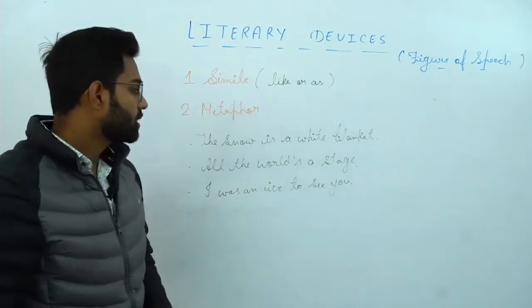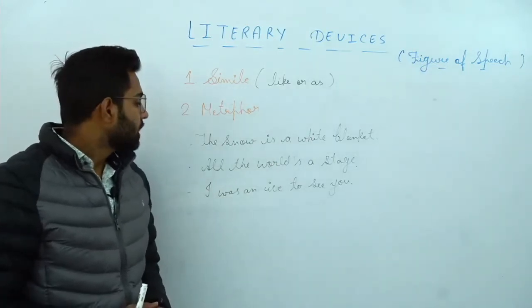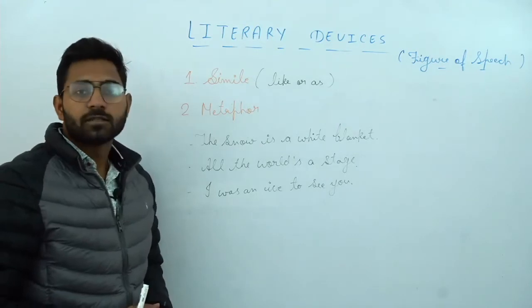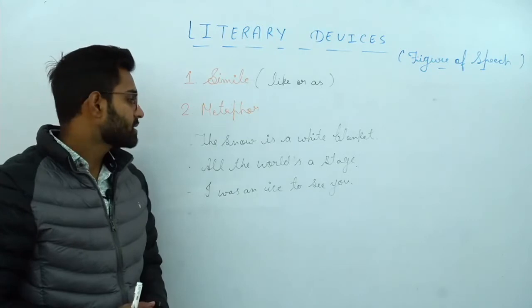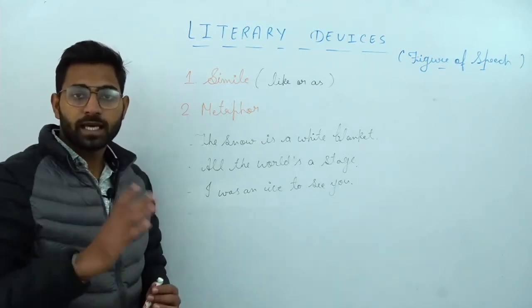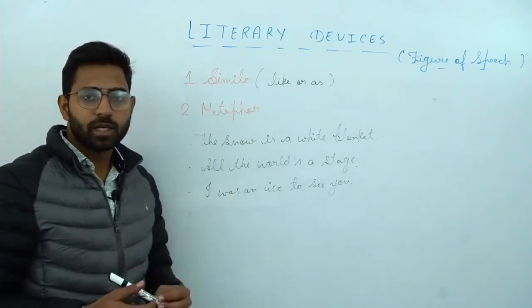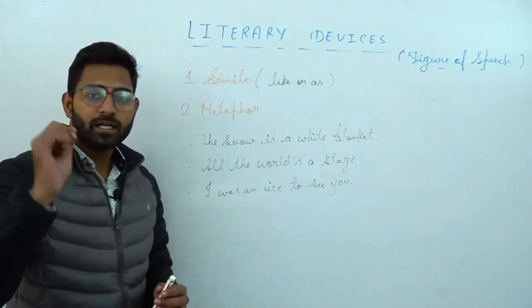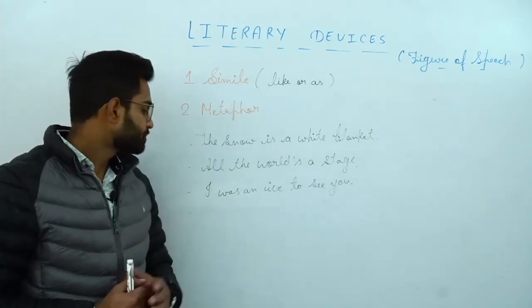The next, the famous line from the Shakespearean sonnet, all the world's a stage, the whole world is a stage. Shakespeare did not say all the world is like a stage. If he said like a stage, then it would be a simile. But he already implied it as a stage, so that is a metaphor.